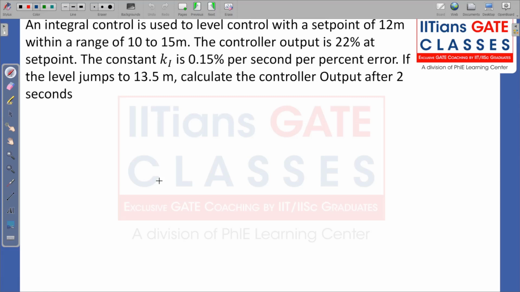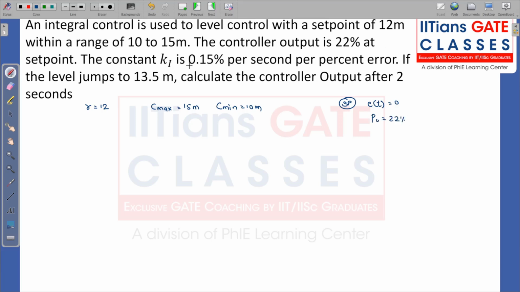So the next question is: an integral control is used for level control with a set point of 12 meter. Start writing what is given. C max given is 15 meter and C minimum is 10 meter. The controller output is 22% at set point. That means at set point, the error is equal to 0, so P naught is 22%.